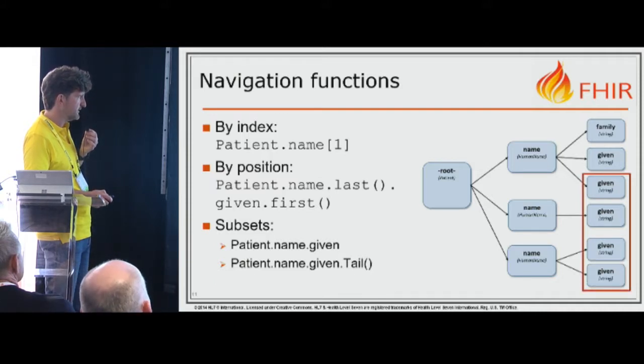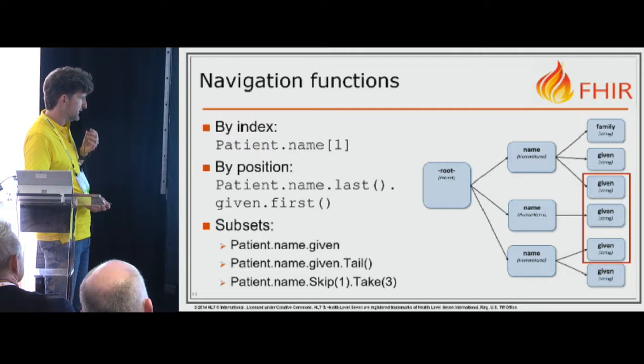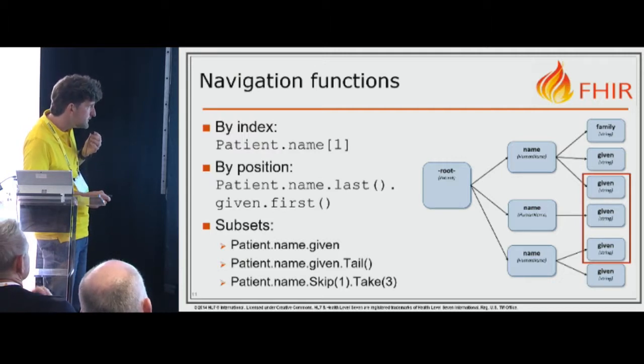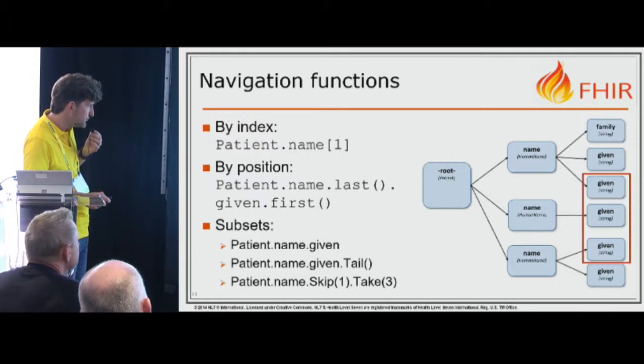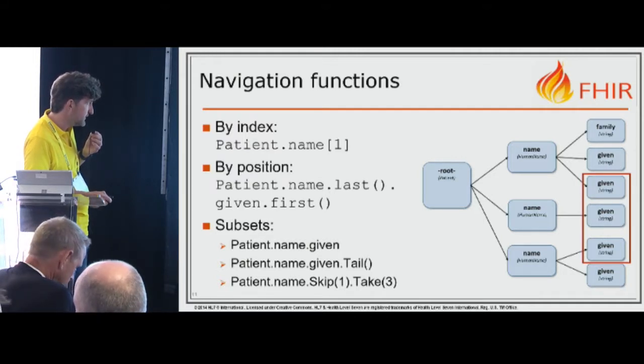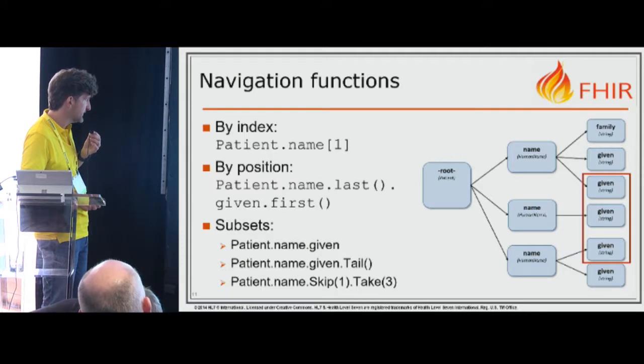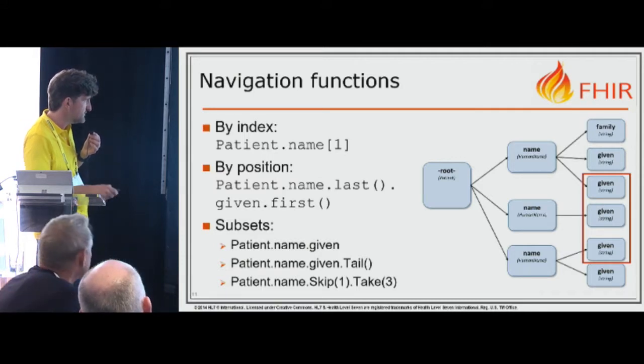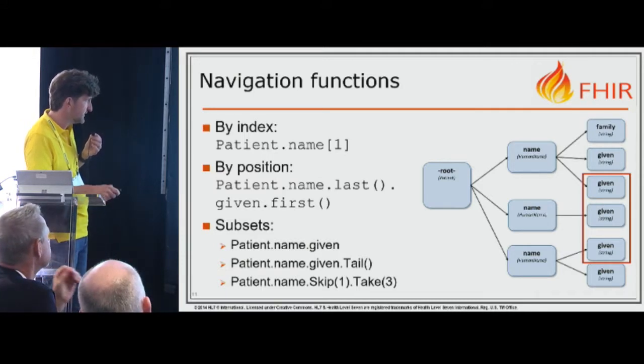Let's see what happens there. Patient.name, skip 1. So don't look at this one. Oh, I think this would be patient.name.given.skip(1).take(3). There's a mistake here. Sorry, patient.name.given, selecting all the givens, skip the first one, so not this one, and then take 3 of these nodes.